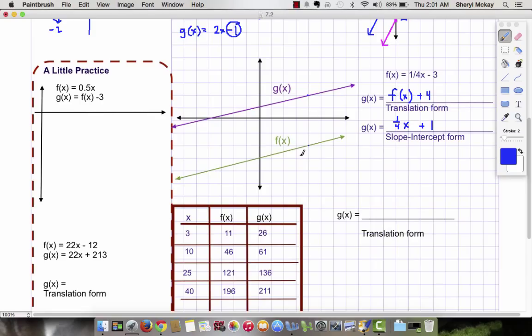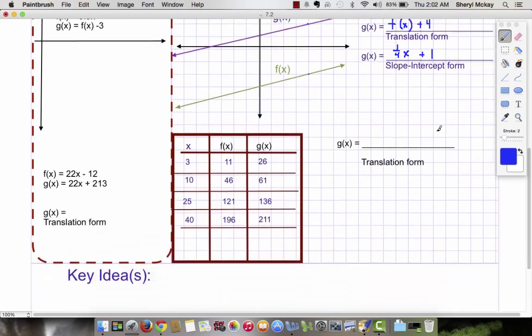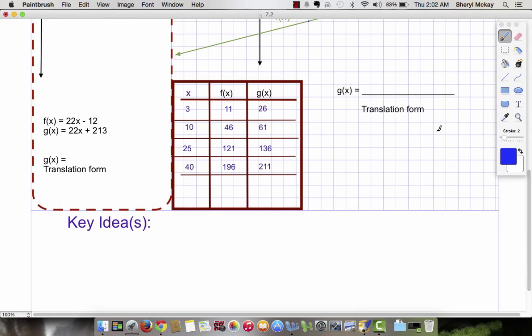Now, could I have figured this out without looking at the graph? I certainly could. I had to look at the graph to be able to figure out what the translation was. But once I knew what the translation was, then all I really had to do was just add 4 to f of x, because here's f of x, 1/4 x minus 3. I add 4 to it. Negative 3 plus 4 is 1. My slope stays the same, 1/4 x plus 1. See that?